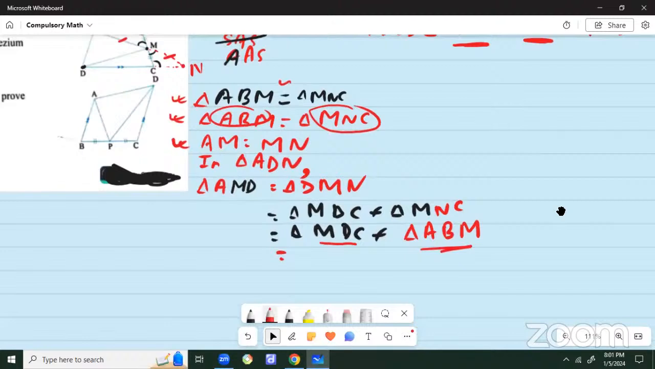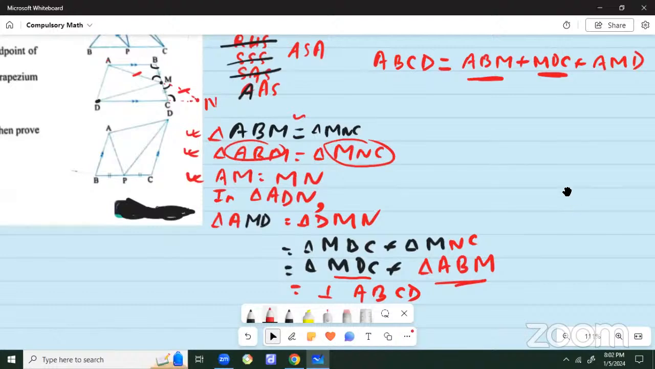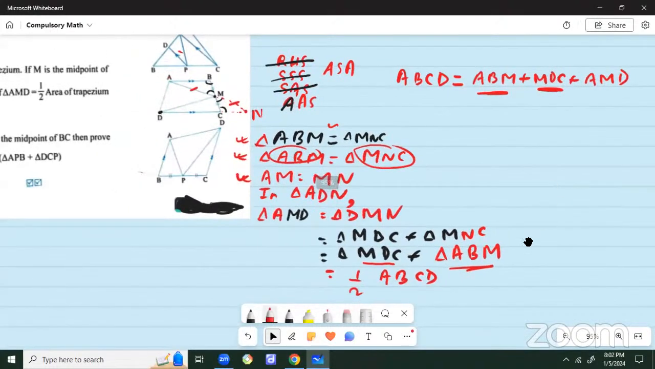Can't we say this is half of trapezium ABCD? Can you figure out? Can we prove that the sum of these two triangles is half of ABCD?